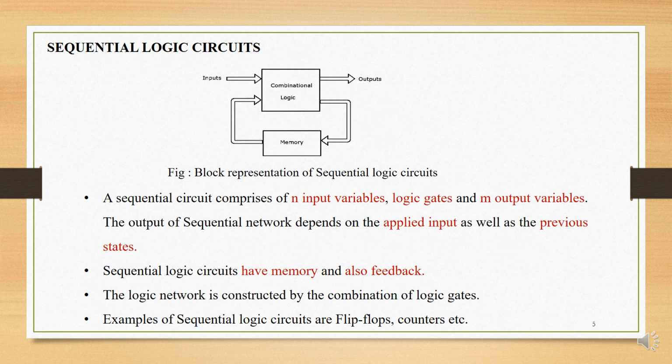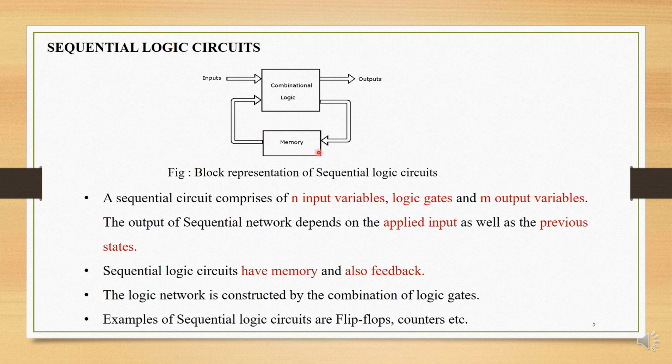Next we will see what sequential logic circuits are. The block representation of sequential logic circuits is as shown here. It consists of two blocks, the combinational logic block as well as a memory block. The memory elements are given as feedback to the combinational logic circuit here. A sequential circuit comprises n input variables, logic gates and m output variables. The output of the sequential circuit depends on the applied inputs as well as the memory elements.